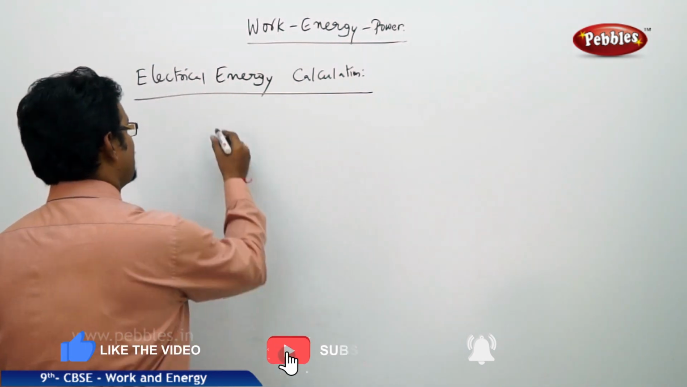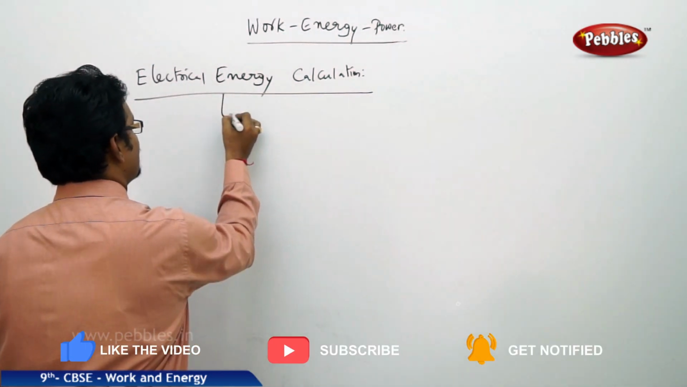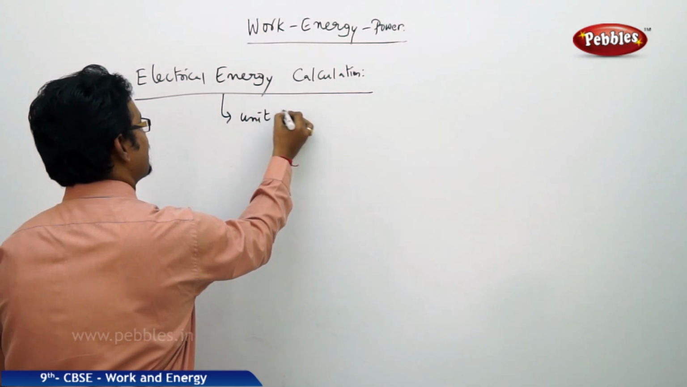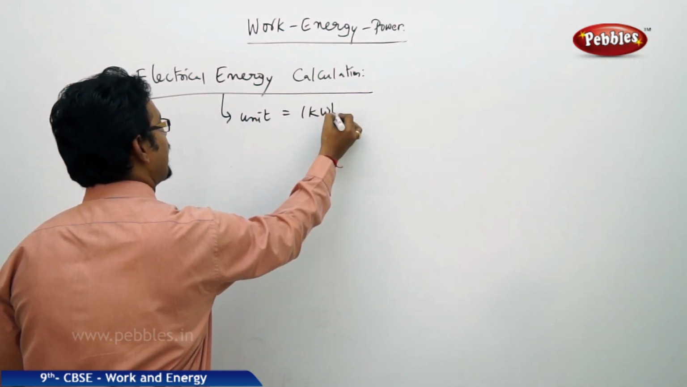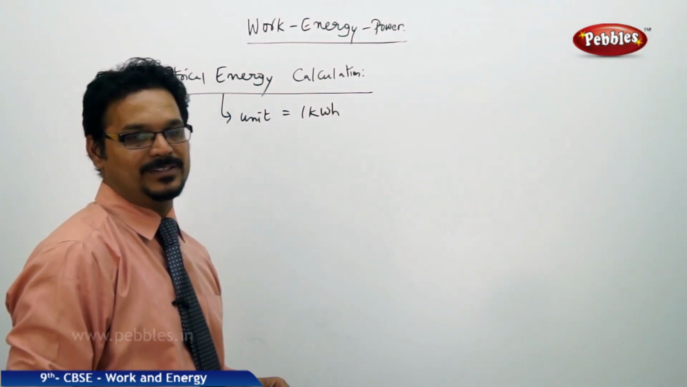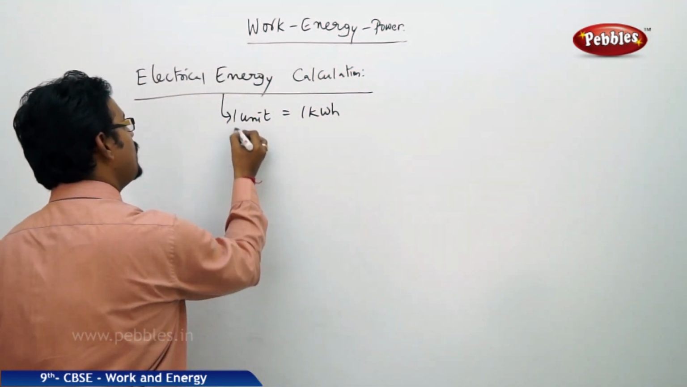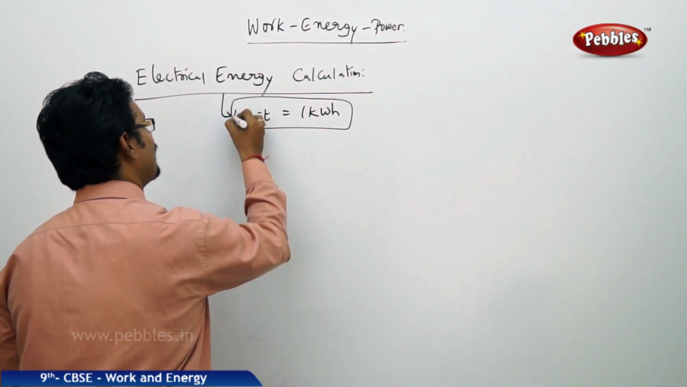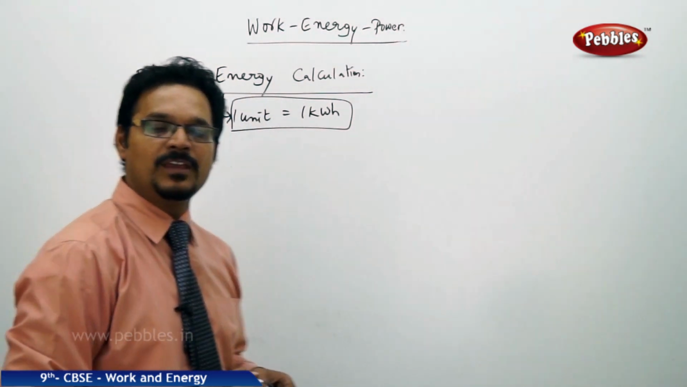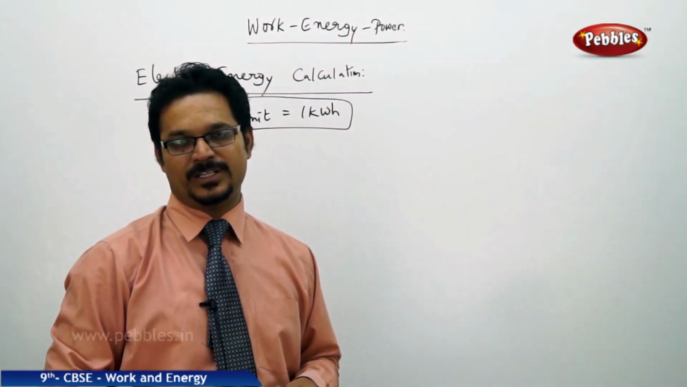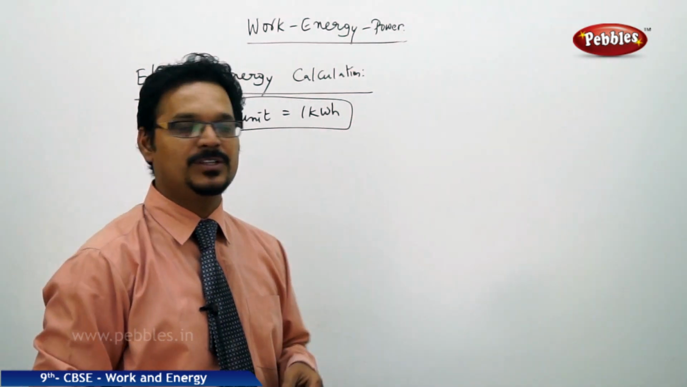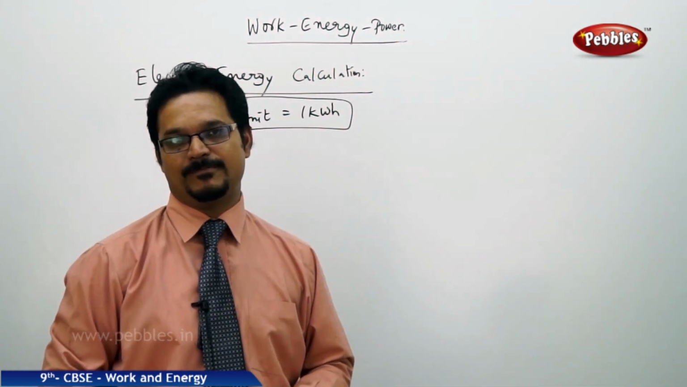Generally, the unit of electrical energy is kWh. Kilowatt hour is a unit of electrical energy consumption, or you can say 1 unit equals 1 kilowatt hour. If you consume 300 units per month, it is nothing but 300 kilowatt hours.